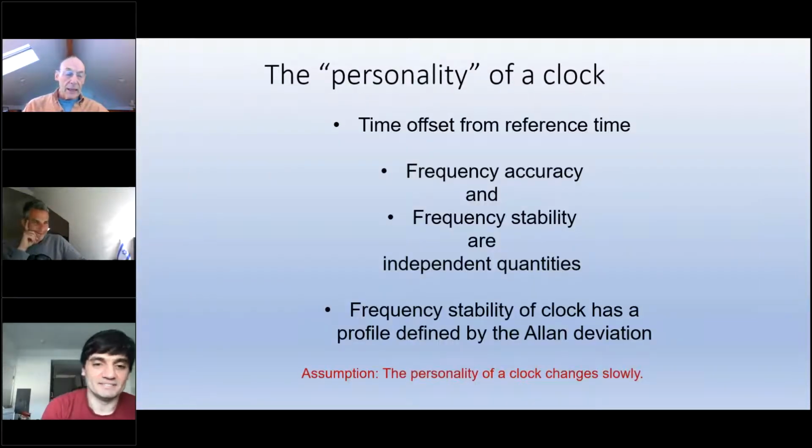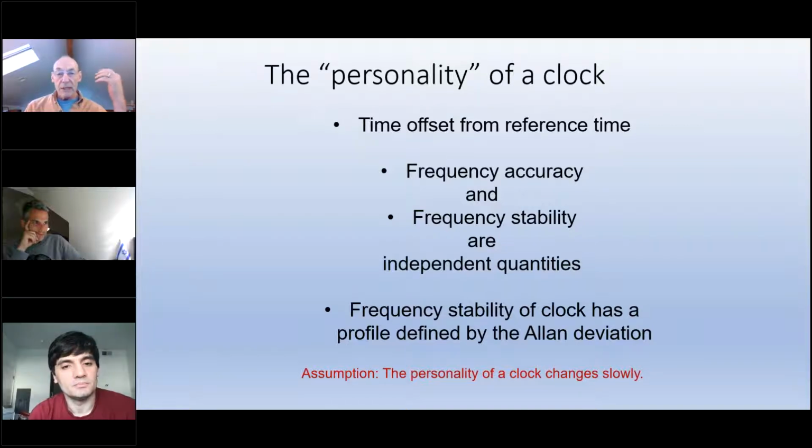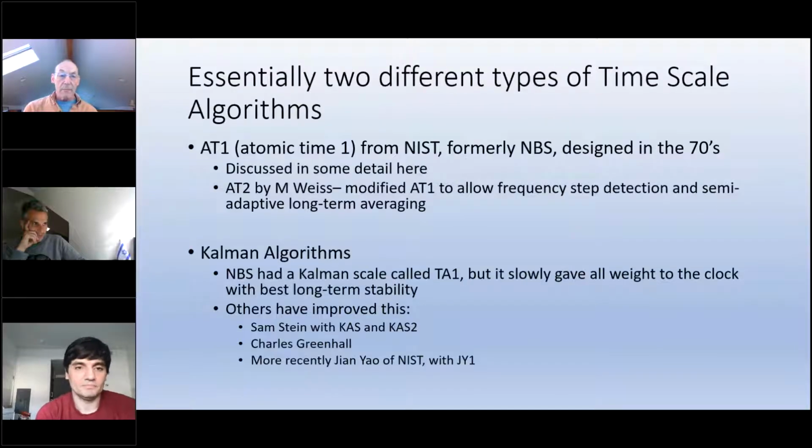Okay, the personality of a clock. Clocks have specific personalities. It could be the time, the frequency accuracy, the frequency stability. All of these different clocks have different statistics related to these things. And the assumption is the personality of a clock changes slowly, so you can characterize a clock and use that to optimize how you do the weighted average in a time scale.